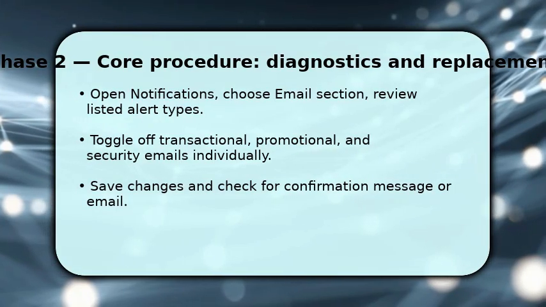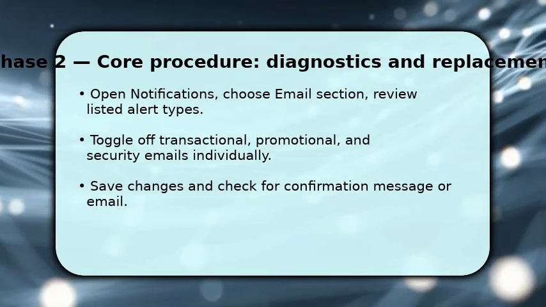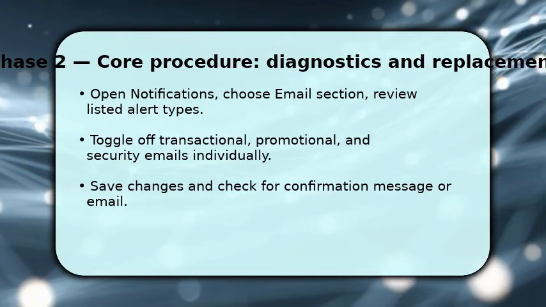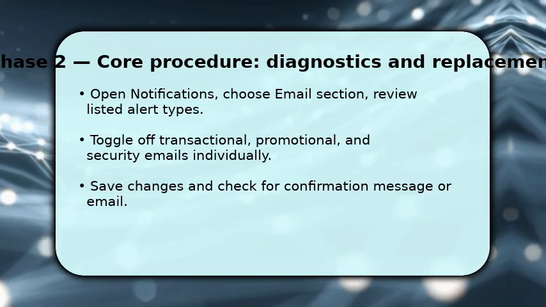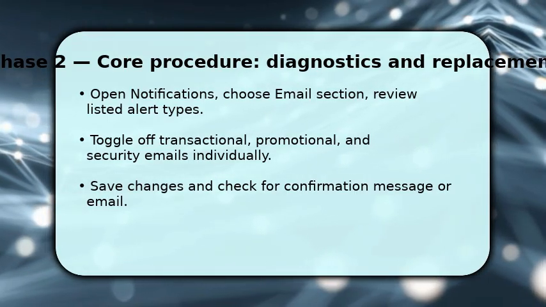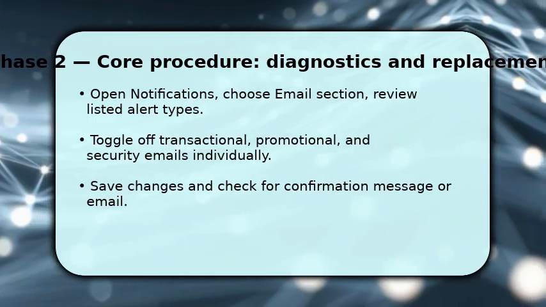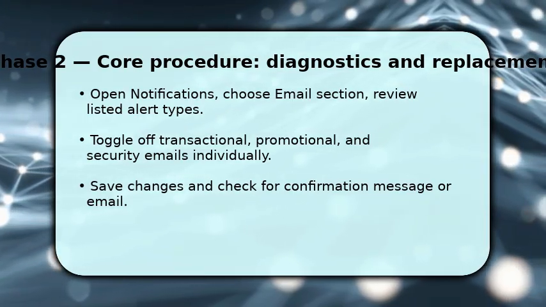Now go into Notifications and pick the email subcategory. Here you'll see types like promotional, transactional, and security alerts. Toggle each type off or on based on what you want. Transactional holds receipts and critical updates, so consider keeping security emails enabled.